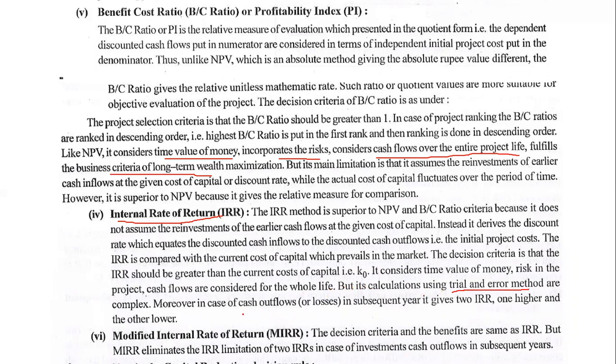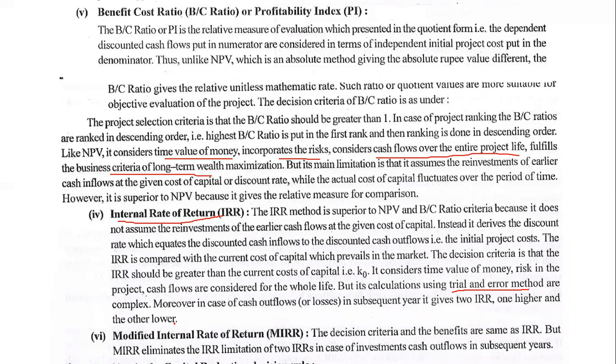Okay, and the second one is cash outflow or losses in subsequent years. It gives two IRRs, one higher and the other lower. Means when you are thinking of taking any project, at that time it gives you the IRR as a minimum and maximum value. Secondly, the trial and error method is very complex, but it gives the time value of money, and also determines what risks are coming in the projects.